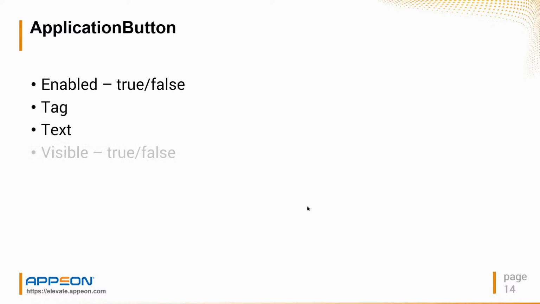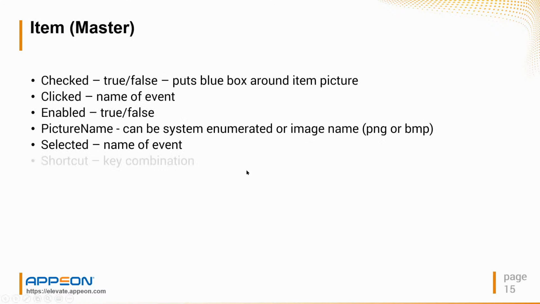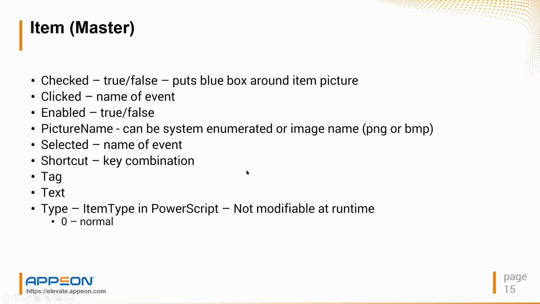The application button has 4 properties. Pretty simple stuff: enabled, visible, true, false. A tag value you just use internally if you want to tag it, and the text value that actually displays in the application. These are the master items. These are the items that appear within the application button in the master section.